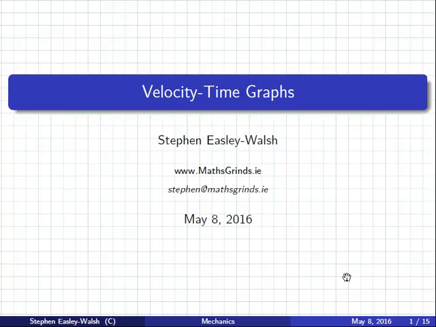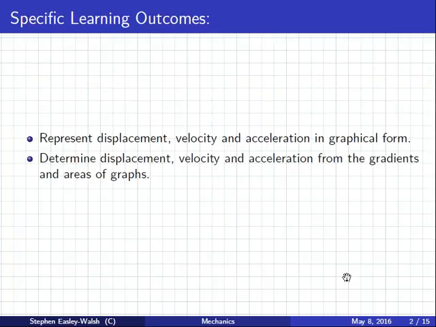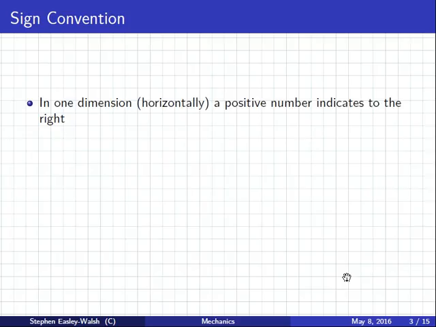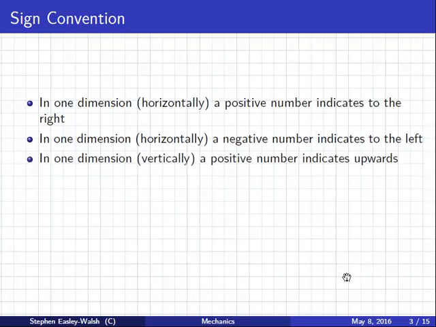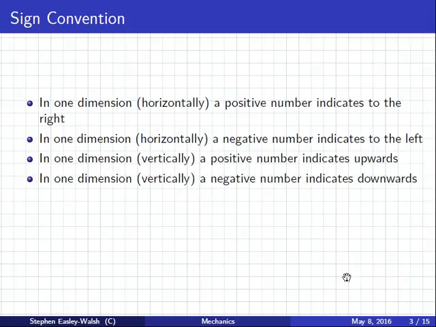You have that velocity time graph? Right, so we'll basically look at the graphs. Just some things to note first. In one dimension, a positive number means to the right, and a negative number means to the left. I think I told you that already. Vertically, a positive number means up, and down is a negative number. I think we talked about this already.